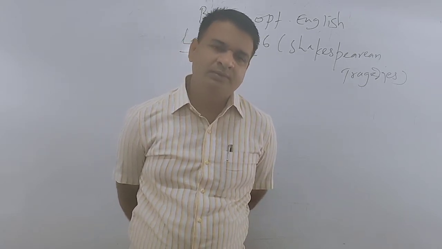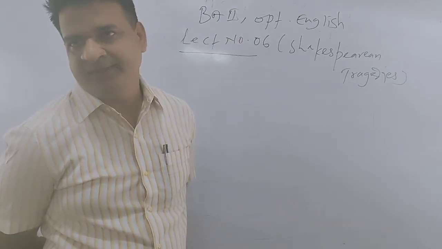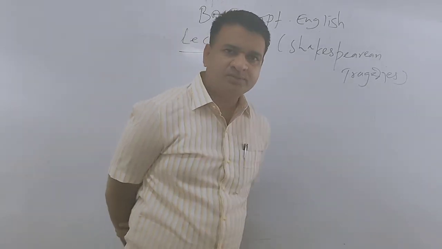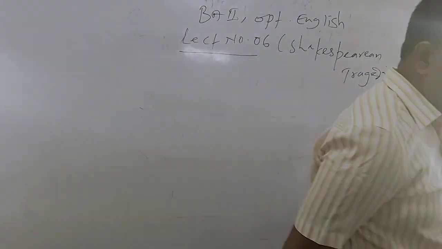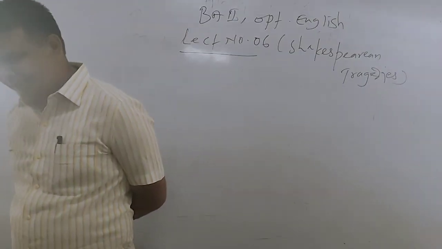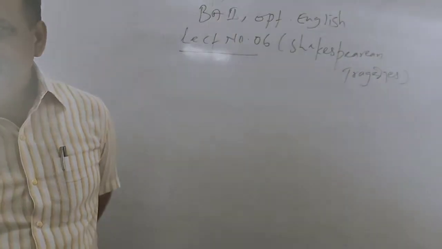Then we have some historical plays. Historical plays also come into the category of tragedy and comedy. And so, dear friends, today we will discuss Shakespeare's plays like Merchant of Venice. We have Merchant of Venice, then we have Measure for Measure. These plays very well highlight this.